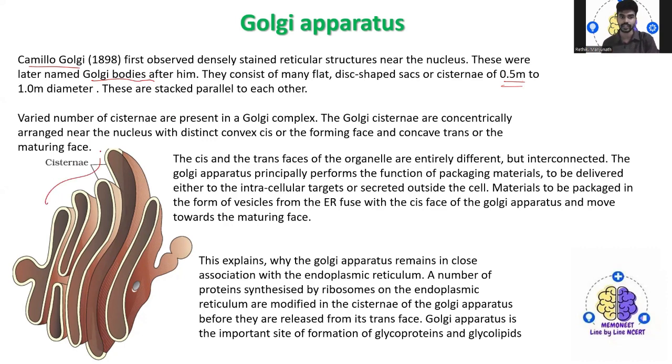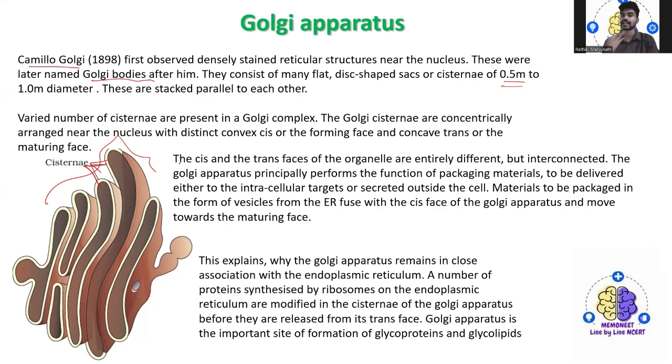Can you observe here? They are very parallel to each other. They are joined, and various numbers of cisternae are present. These are actually called cisternae. The Golgi complex differs from one cell to another. They are concentrically arranged very near to the nucleus, with a distinct convex cis or forming phase and a concave trans or maturing phase. That is how they sit near the nucleus.